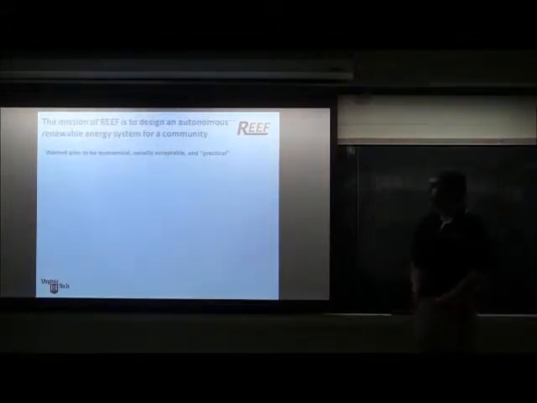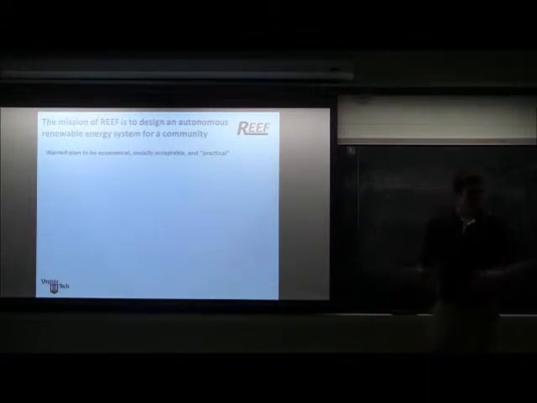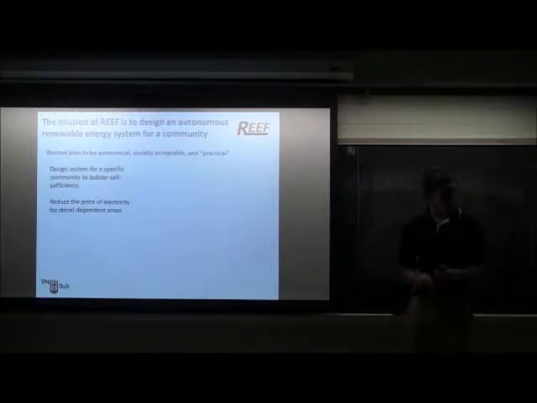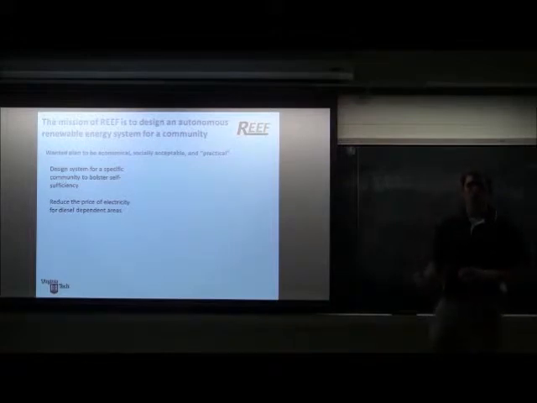So just as a refresh, the mission of Tonga is that we are going to design an autonomous renewable energy system for a community. Basically, we want it to be economical, socially acceptable, and practical. But what does that really mean? A couple factors that we're looking at are that we want to design a system for a specific community. So we're going to look at a lot of the different factors in that specific place and implement them into our design. And we're going to use renewable resources.